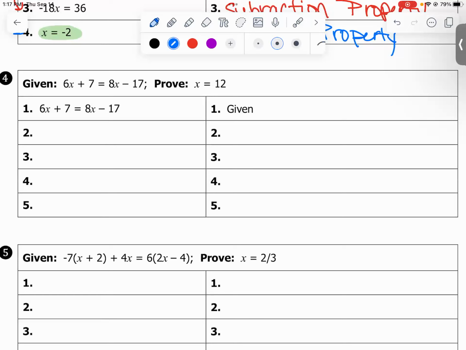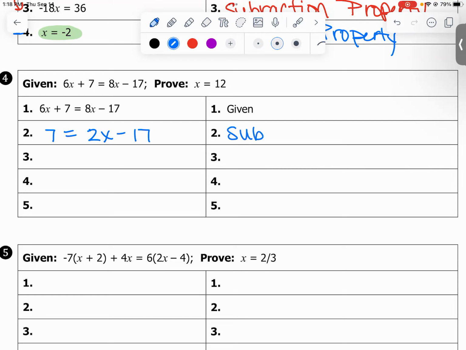Okay, what do you want to do first? Just like that? 17 to the other side. Okay, so this is where things get kind of complicated for me. It doesn't matter if we start with the x's or the constants, okay? As long as you're describing your work. So let's subtract 6x from both sides to where we have 7 equals 2x minus 17.